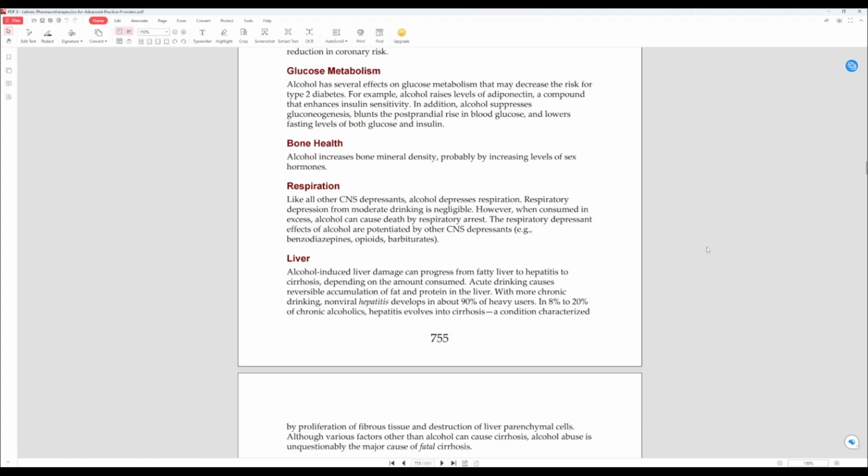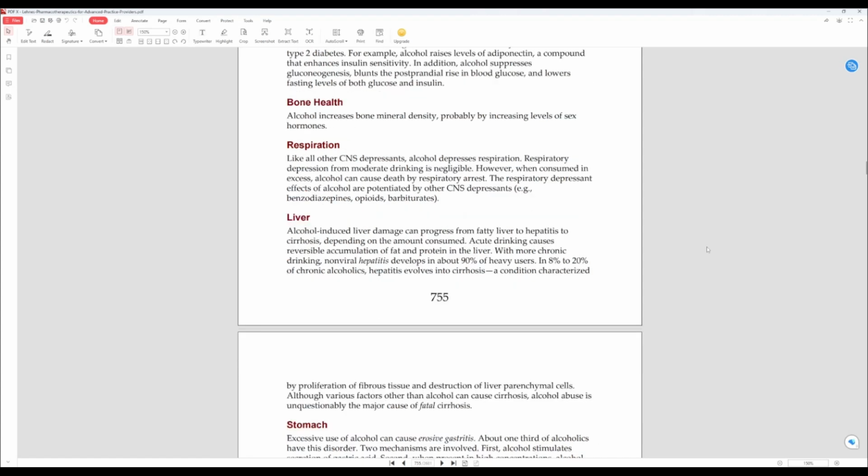Respiration. Like all other CNS depressants, alcohol depresses respiration. Respiratory depression from moderate drinking is negligible. However, when consumed in excess, alcohol can cause death by respiratory arrest. The respiratory depressant effects of alcohol are potentiated by other CNS depressants. The liver.